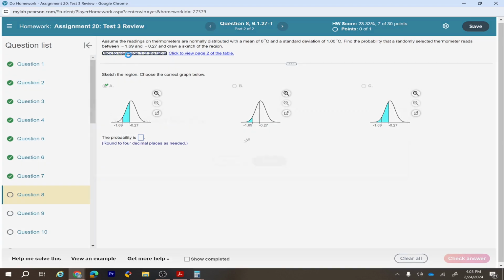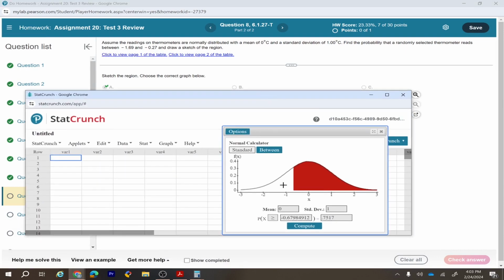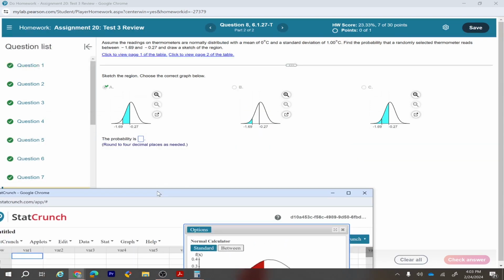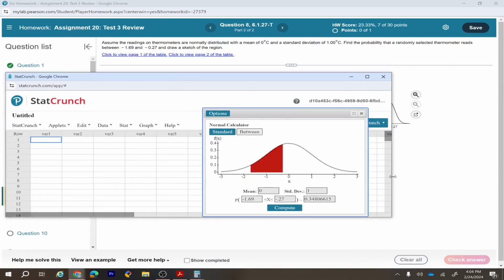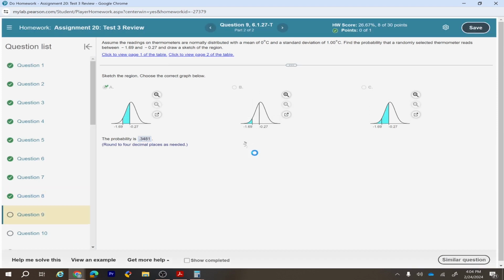You can do that by using the table, which I would not recommend. I would just recommend you use StatCrunch and its between calculator and plug in the values, negative 1.69 to negative 0.27, and that will be the area, 0.34. If you round it to four decimal places, it's 0.3481. Remember, the area under the curve also represents the probability. That's the same thing.